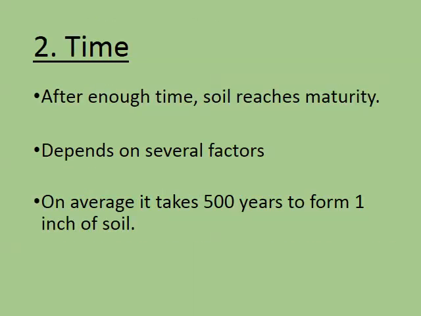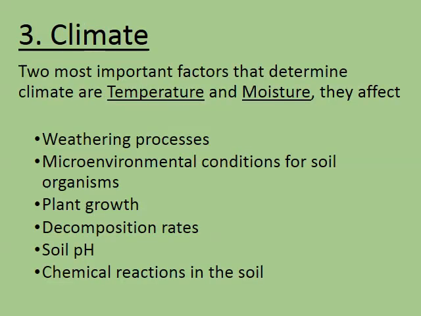Then time. Your soil is going to reach maturity after a certain time through succession. And this depends on lots of different factors. But on average, it takes about 500 years to form 1 inch of soil. That's going to be much longer in certain climates and much shorter in other climates.